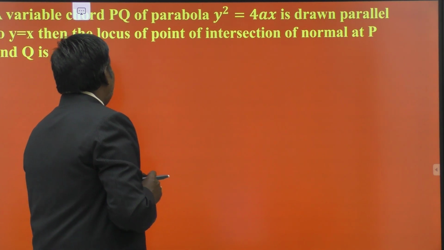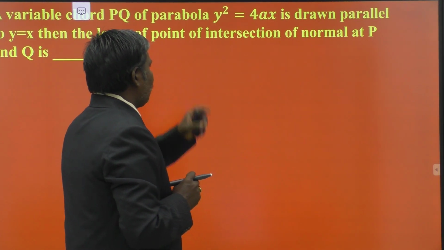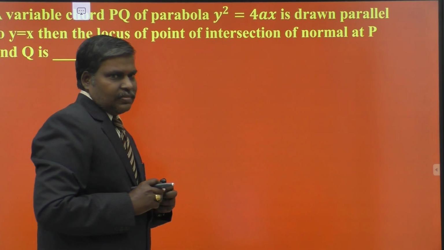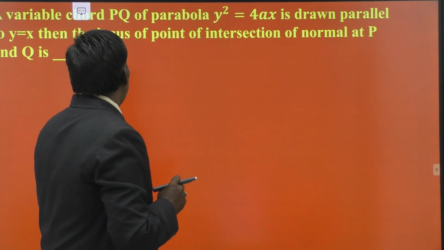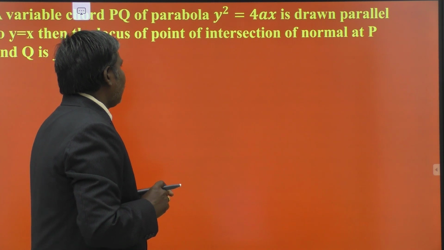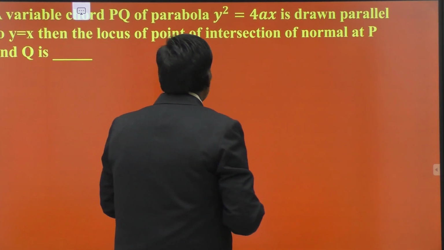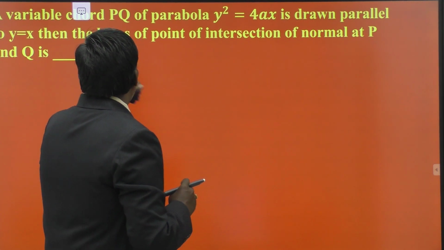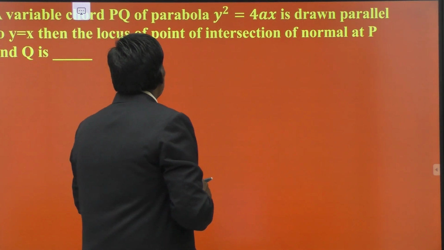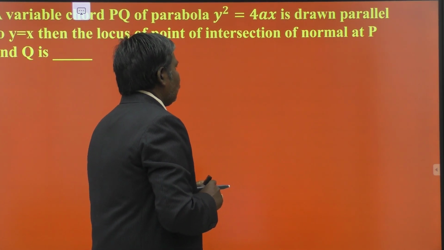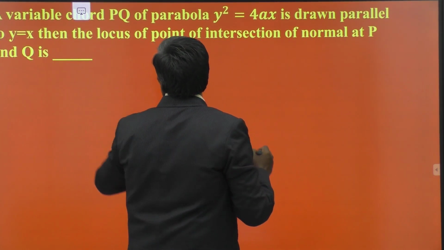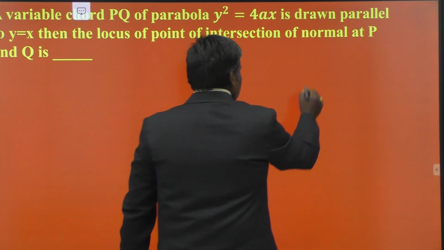And the next one is a variable chord PQ of parabola y square equal to 4ax drawn parallel to y equal to x. Then the locus of point of intersection of normals at P and Q is what? A variable chord PQ is drawn to the parabola y square equal to 4ax. That is the line parallel to what? Y is equal to x.